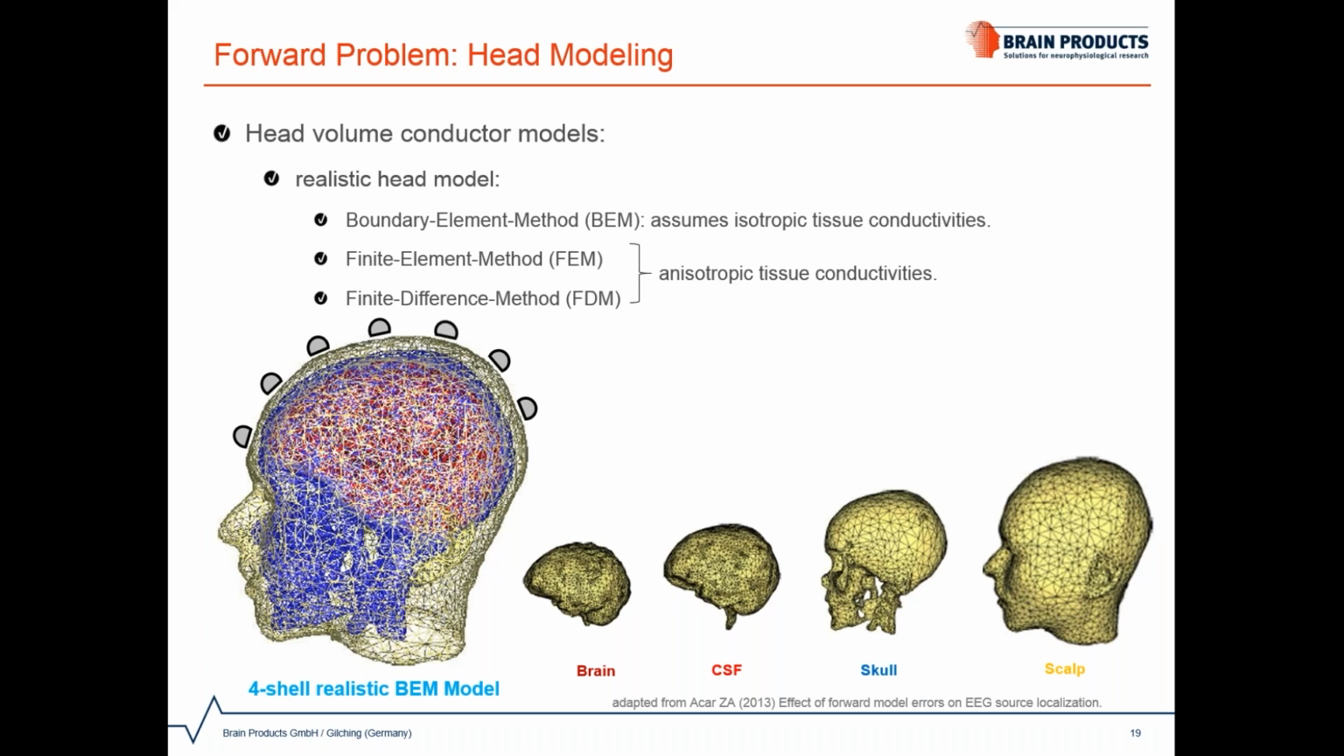So for those of you who are interested to know more about the pros and cons of these methods, you can also have a look at this journal article entitled Effects of Forward Model Error on EEG Source Localization. It was authored by Zeynab Akalin Acar and Scott Makeig.